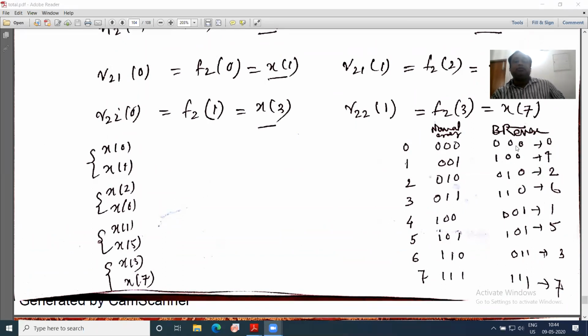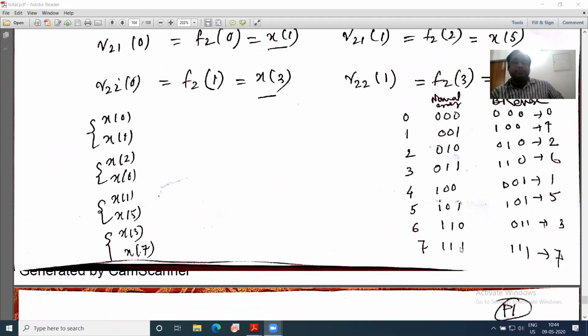Then I said you reverse the bit. Reverse the bit means if you reverse 0 0 0 it will remain 0 0 0. But 0 0 1 if you reverse it will be 1 0 0, and 0 1 0 will remain 0 1 0, and 0 1 1 becomes 1 1 0, 1 0 0 becomes 0 0 1, 1 0 1 will remain 1 0 1, 1 1 0 becomes 0 1 1, and 1 1 1 remains 1 1 1.